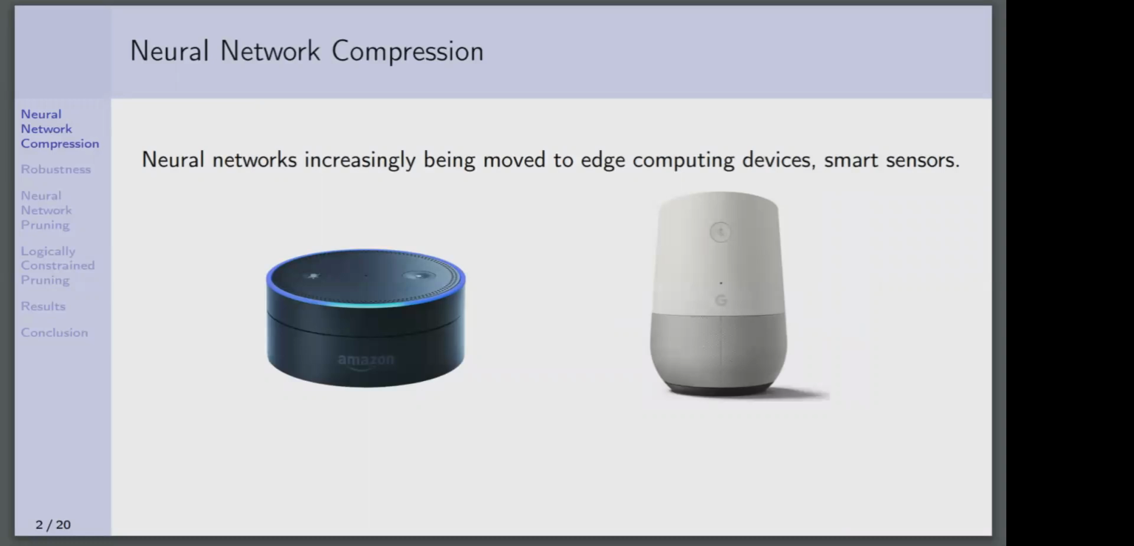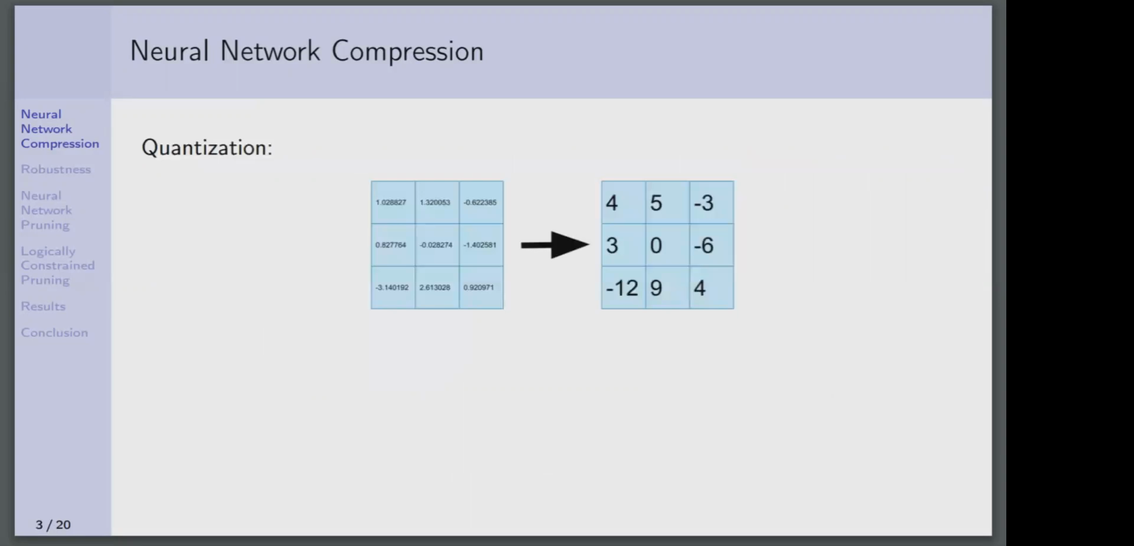So neural networks are increasingly being moved onto edge computing devices and smart sensors in order to reduce latency and save on bandwidth. So with the ever-increasing size of neural networks, then comes the question, how do we fit these large networks onto resource-constrained devices, such as FPGAs, mobile phones, and special-purpose robotics hardware? So one solution to doing this is to compress neural networks.